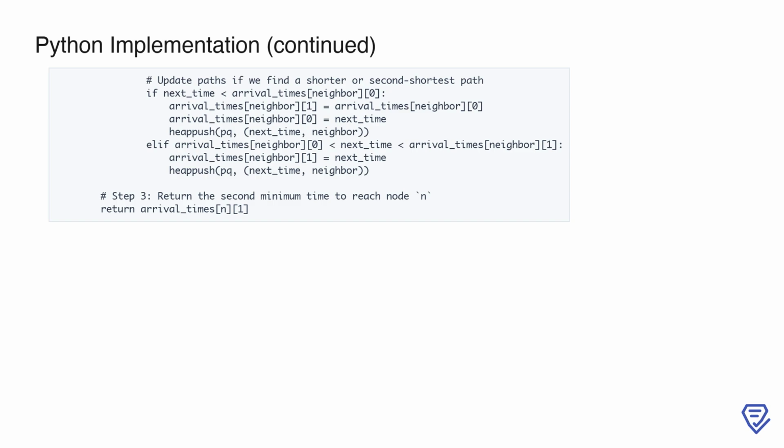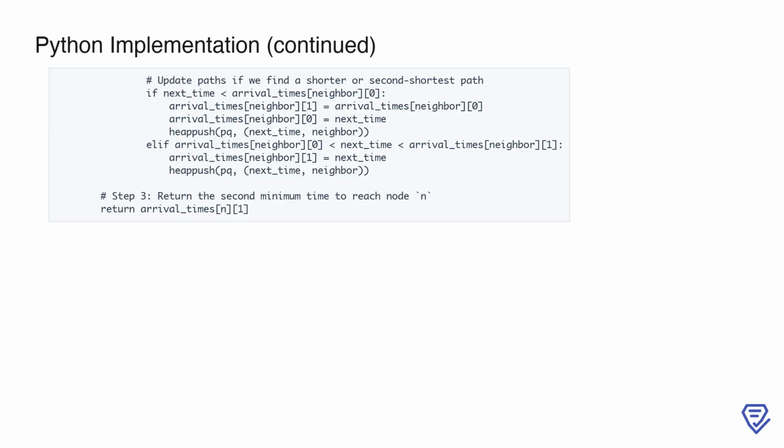If this next_time is shorter than the current shortest time to the neighbor, we shift the current shortest time to the second shortest position and update the shortest time with next_time. After this update, the new shortest time is also pushed onto the priority queue for further exploration. Alternatively, if next_time is not shorter than the shortest time but is shorter than the second shortest time, we simply update the second shortest time and add it to the queue.